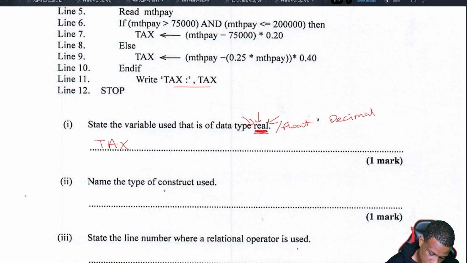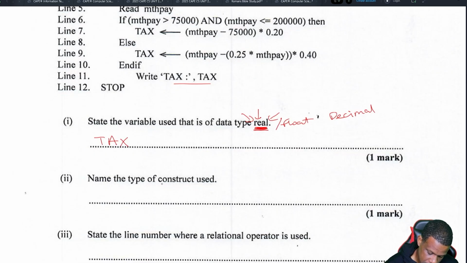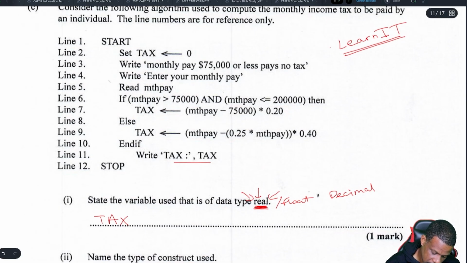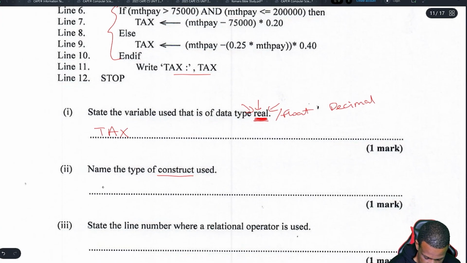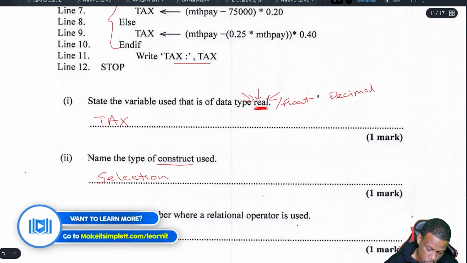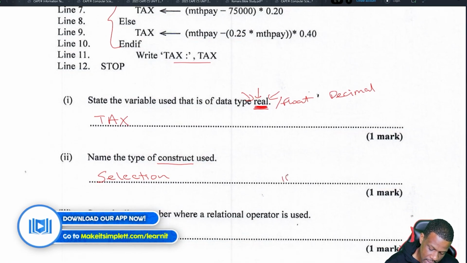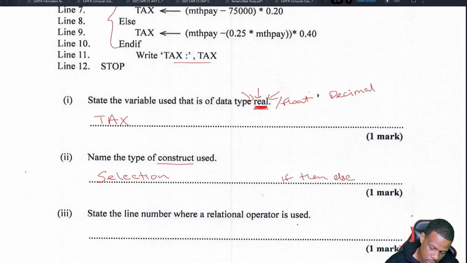The type of construct used: I guess there are 2 types, there is sequential and then there's selection. But we'll just use this part here. This part here, the if and end if, that is a selection programming construct. That's how you make a choice between things. Don't write if then else. If you write if then else, that's wrong, even though they may mark it correct. The actual construct is called selection. There's sequence, there's selection, and then there's loop. This one is selection. Sequence is one after the other.